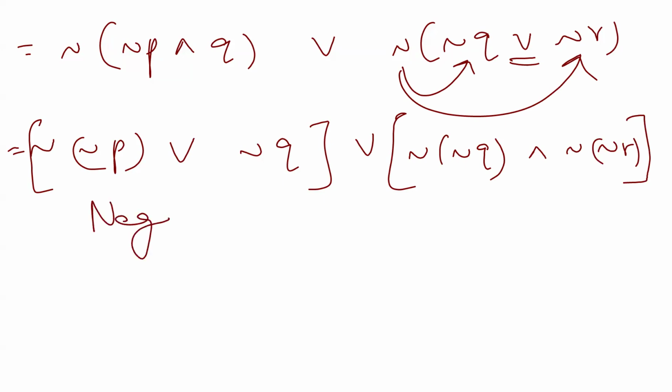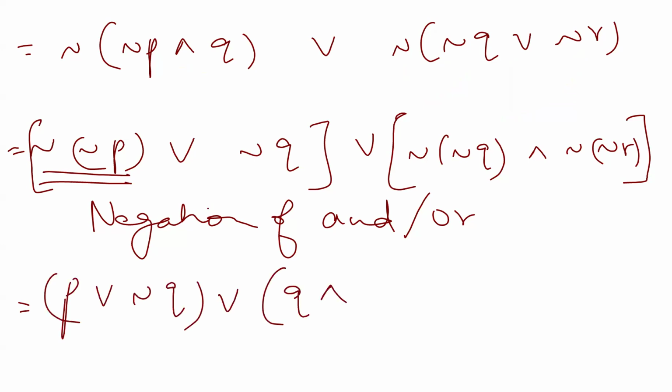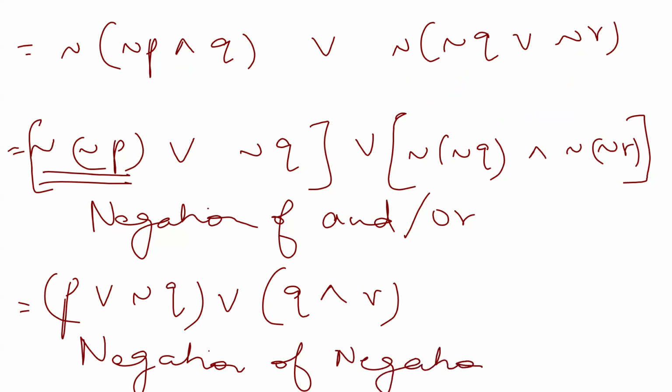Write down negation of and, negation of or. And finally negation of negation P is P. Okay. We'll write down negation of negation, because negation of negation P is P, negation of negation Q is Q, negation of negation R is R.